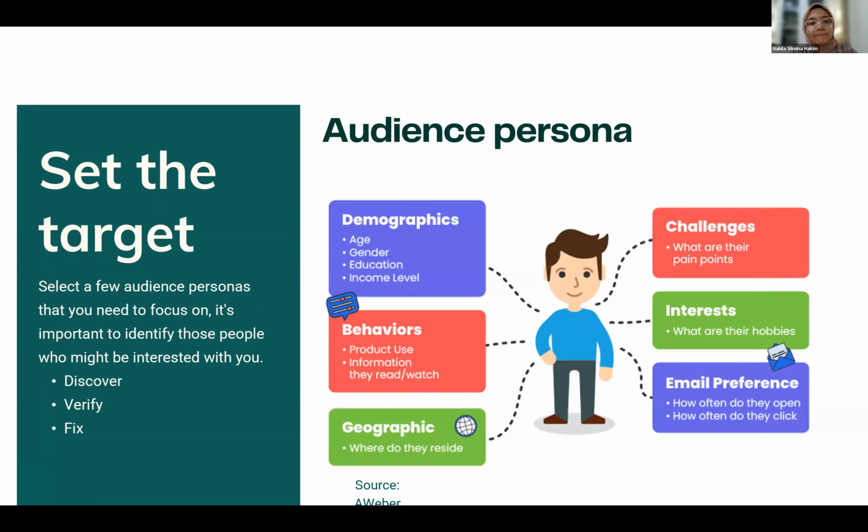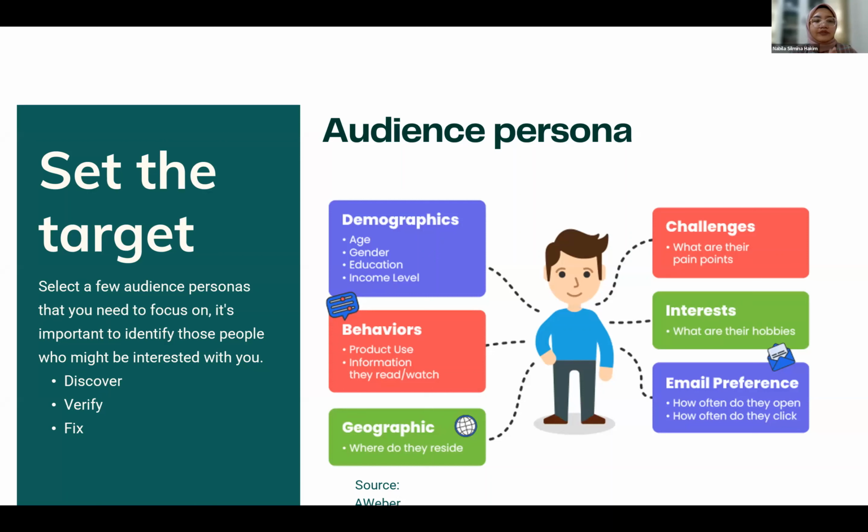We have to understand the audience persona from the demographic, like who will be our targeted audience, like their age. Is it for female or for male, or for both? And then the education and income level. And of course their behavior, the product use, the information they read and watch, the geographic, where do they live, where do they reside, and then the challenges, what are their pain points, their interests, the hobbies, the things that they love to do, for example. And probably the email preference, because some businesses also do email marketing. So how often do they open, how often do they click your email?